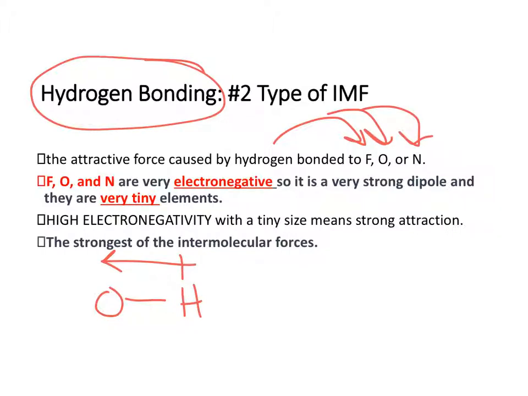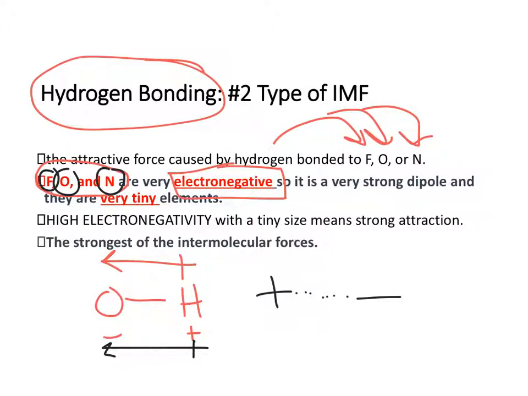the oxygen pulls way more on the electrons than hydrogen does, making it more negative and the hydrogen more positive. Because remember, fluorine, oxygen, and nitrogen are very tiny and therefore love to pull on electrons, they become more negative, creating this very polar molecule or this strong dipole of positive and negative, all right? So if hydrogen's with fluorine, oxygen, or nitrogen, you create these strong dipoles, which means that we have even stronger interaction between positive and negative.